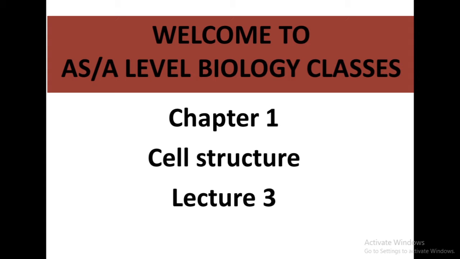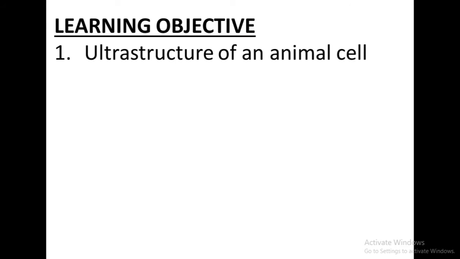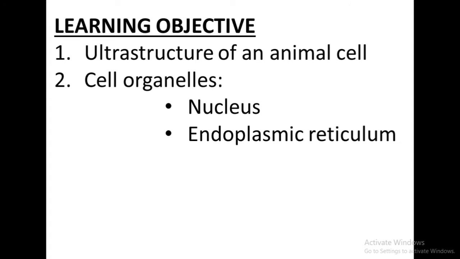Today it is lecture 3 from chapter 1, cell structure, and in this lecture we are going to learn about the ultrastructure of an animal cell, and we are going to deal with two cell organelles, that is nucleus and endoplasmic reticulum. Let's start with the ultrastructure of the animal cell.